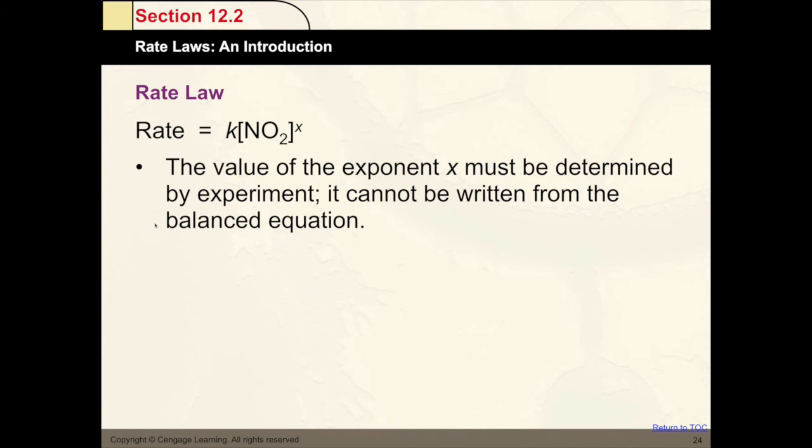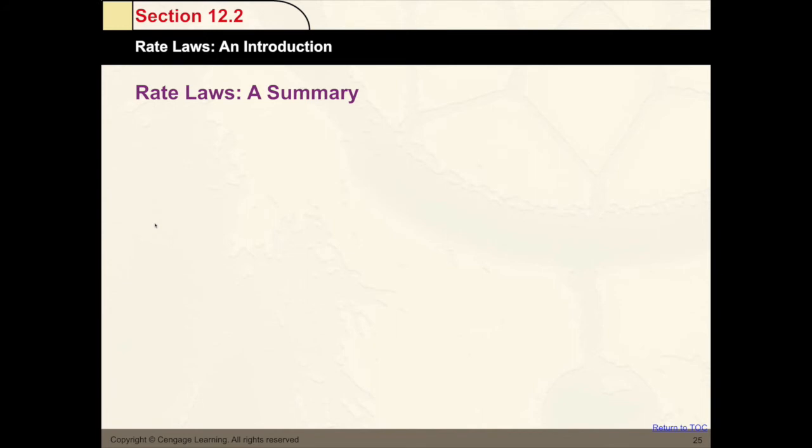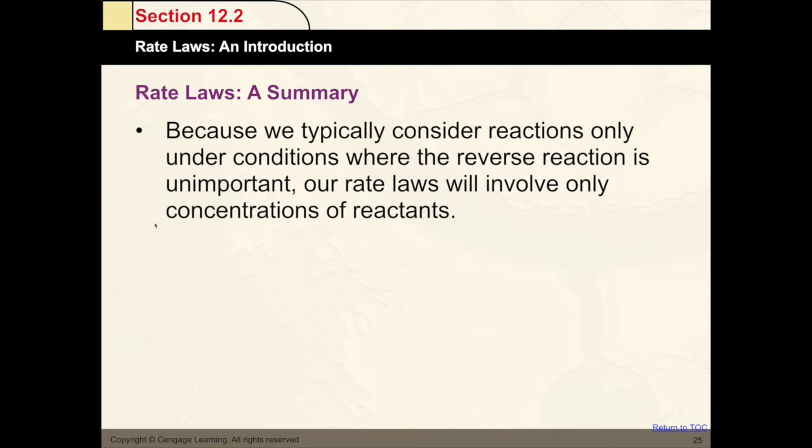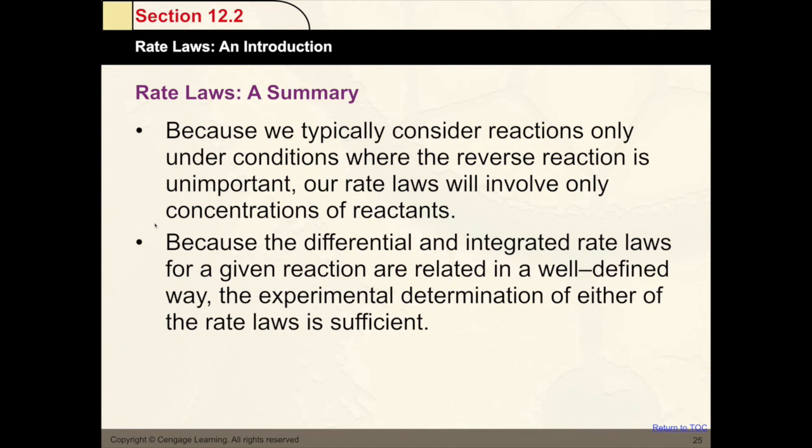We have to determine X experimentally. It cannot be written from the balanced equation. Those coefficients have nothing to do with it. And in summary, because we typically consider reactions only under conditions where the reverse is unimportant, our rate laws will only involve concentration of reactants. So I've kind of said that 3 times. Only look at the concentration of the reactants. And we get the information from experimental data.